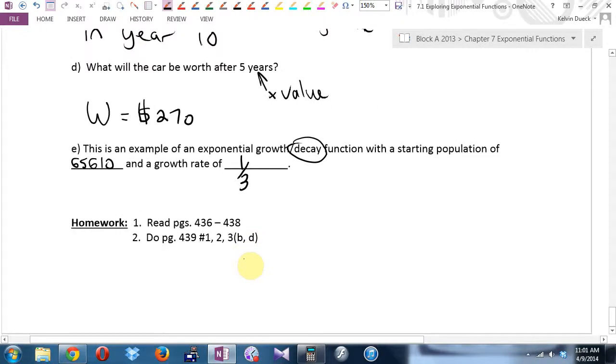What's your homework? Not very much. From the textbook, do page 439, number 1, 2, and then 3B and D. You'll finish it in class easy.